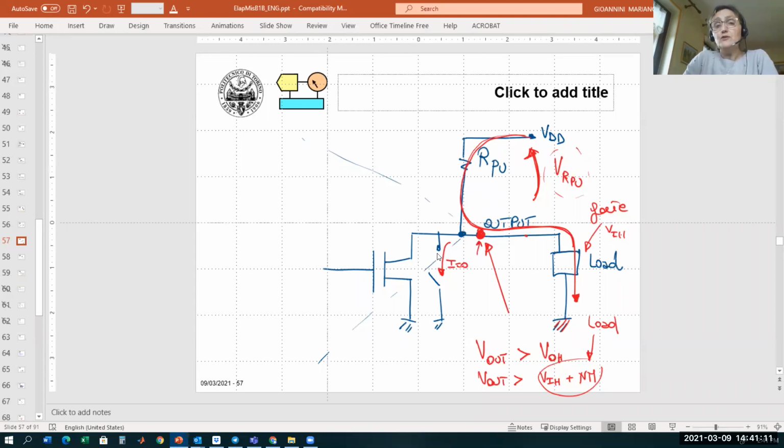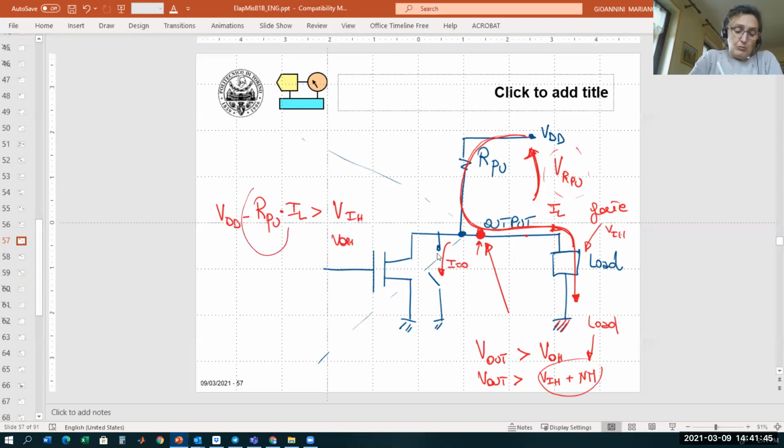Okay, so the point is that when you have a load, you know the current that is flowing in that particular load because it depends on the load, and therefore you will choose the value of the pull-up resistor such that VDD minus the pull-up resistor times the current required by the load is at least higher than VIH or higher than VOH.